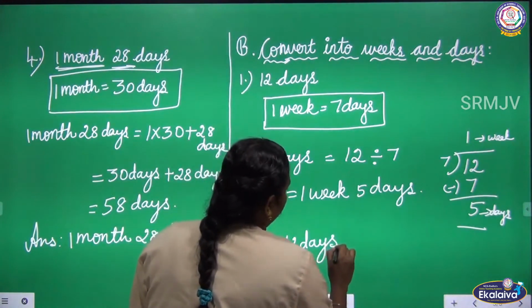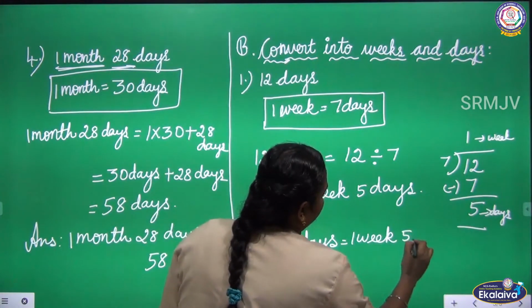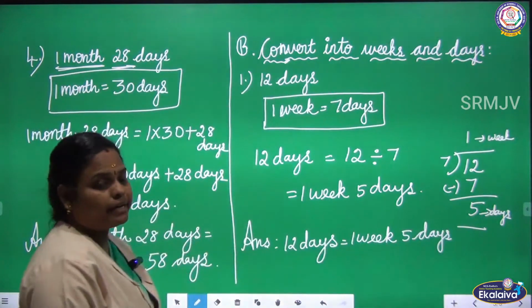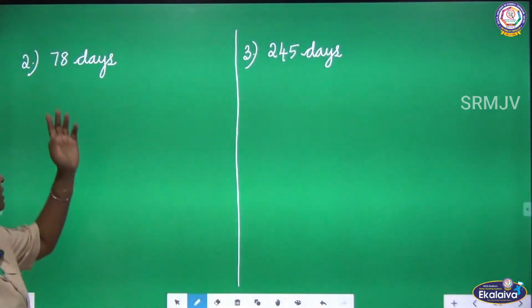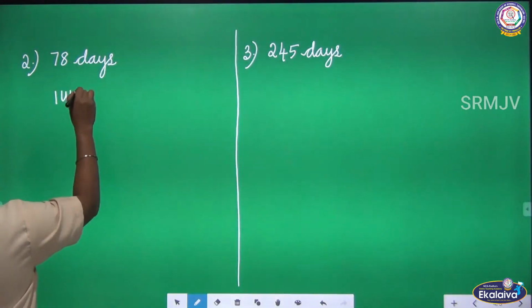12 days equal to 1 week and then 5 days. Next one, 78 days. So 1 week equal to how many days, children?